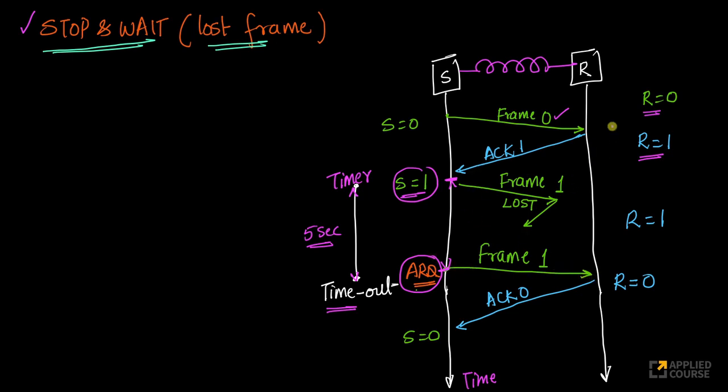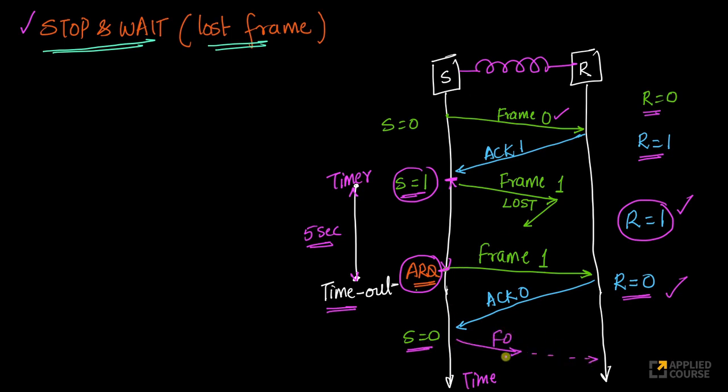Look at this. During this whole process, the receiver's variable R is still 1 because it is waiting for frame 1. Its variable will not change here. Now once the sender sends frame 1, this time let's say frame 1 reached successfully. Then the receiver will send ACK0 and change its variable to R equals 0. Once the sender receives this, S becomes 0 again. Now it will send frame 0.